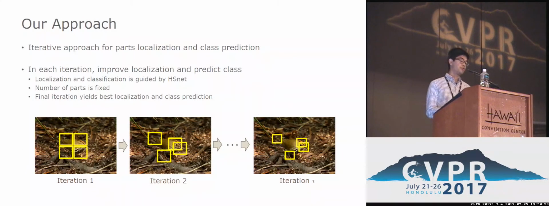So our approach is iterative, and at each iteration, we predict part locations, and we also predict the class. And at each iteration, we try to improve this localization and class prediction. Localization and classification are guided by something we call HSnet, which will be described in a few slides from now. The number of parts is fixed, and the final iteration will yield the best localization and class prediction.